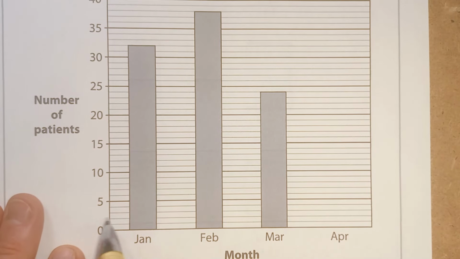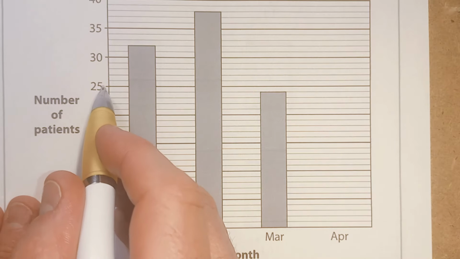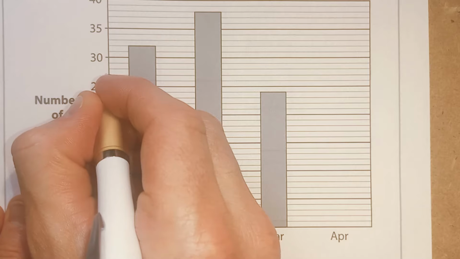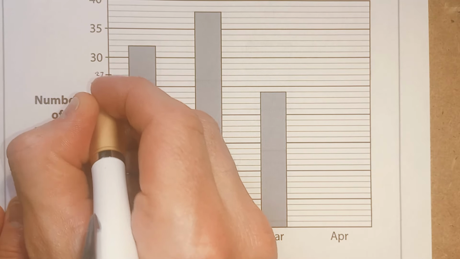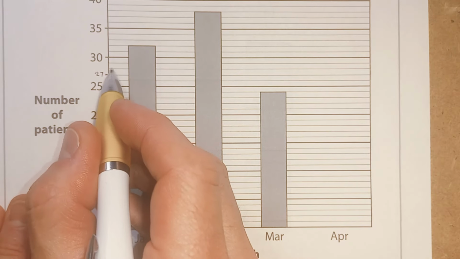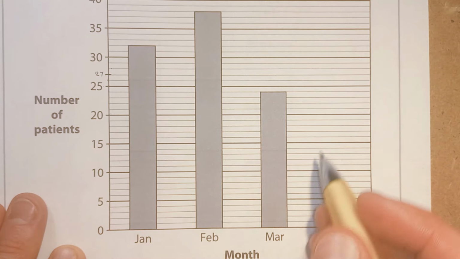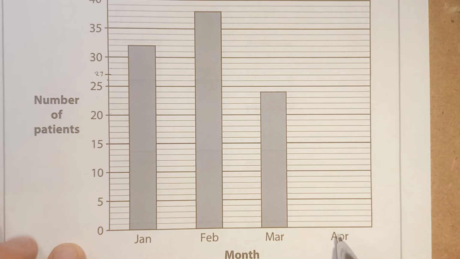So let's look at the numbers over here. Going up in 5s. So 25. There's 30, so we'd have 26, 27. And just to check, if we carried on 28, 29, 30, yes, it would be there. But we don't want to do it here. We need to have our bar over here for April.